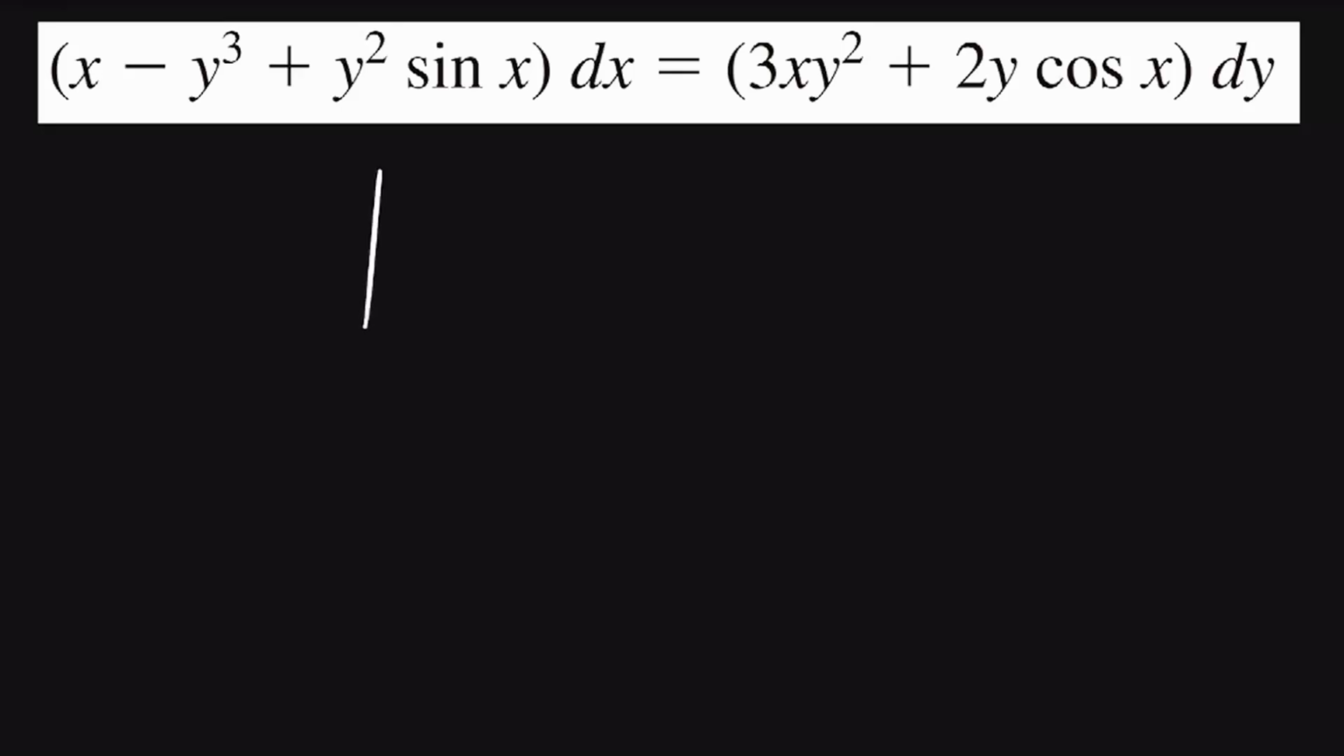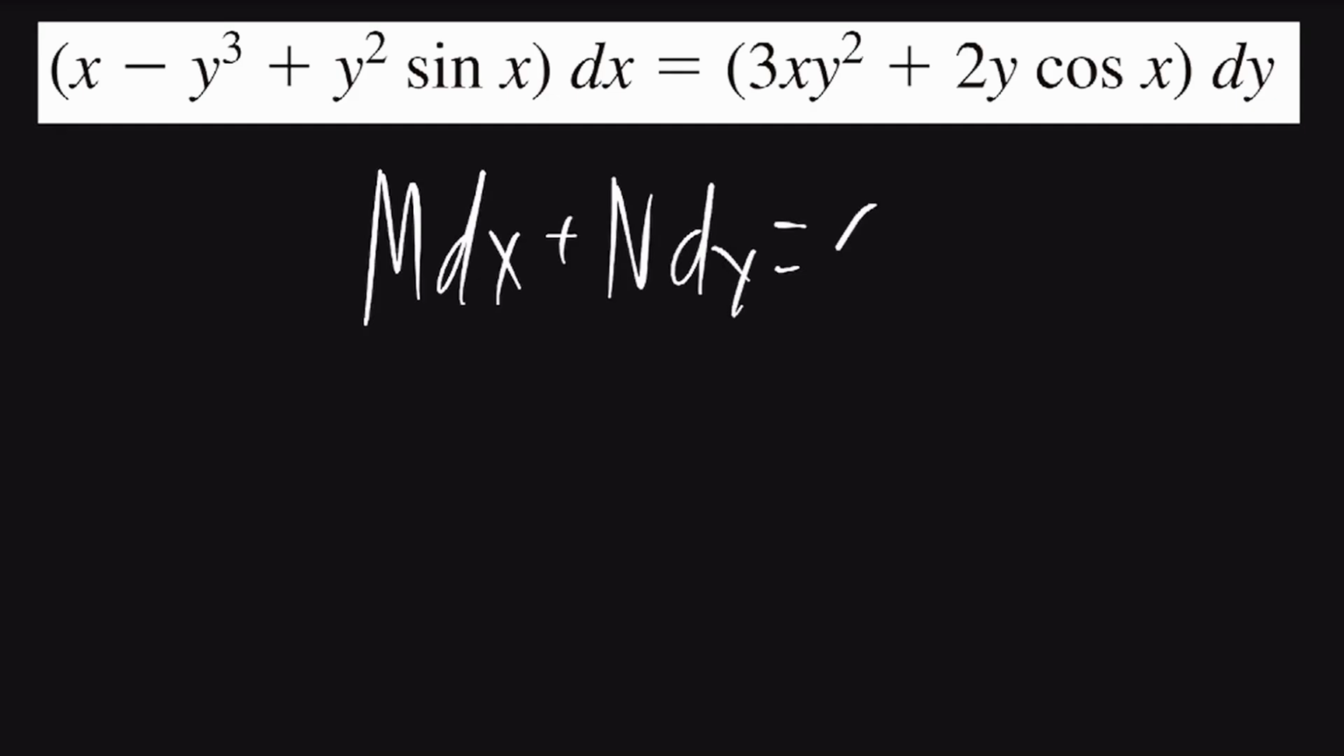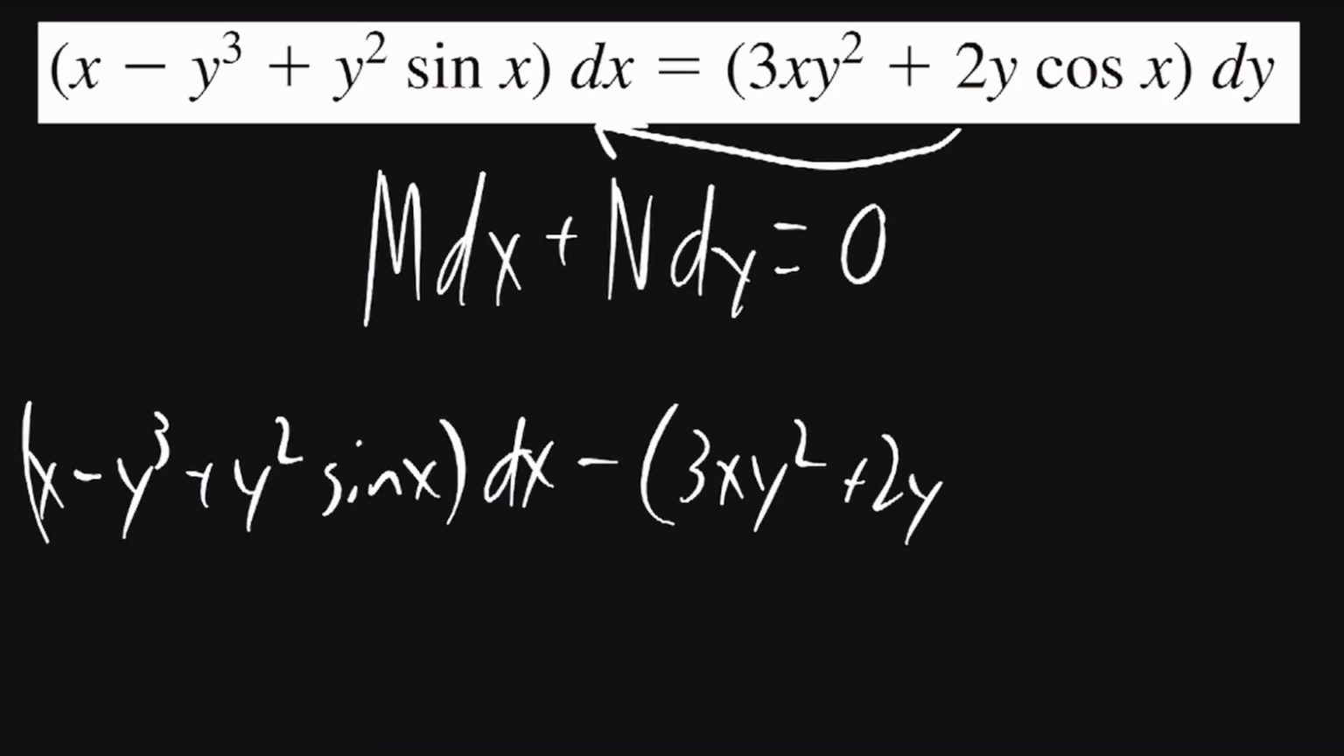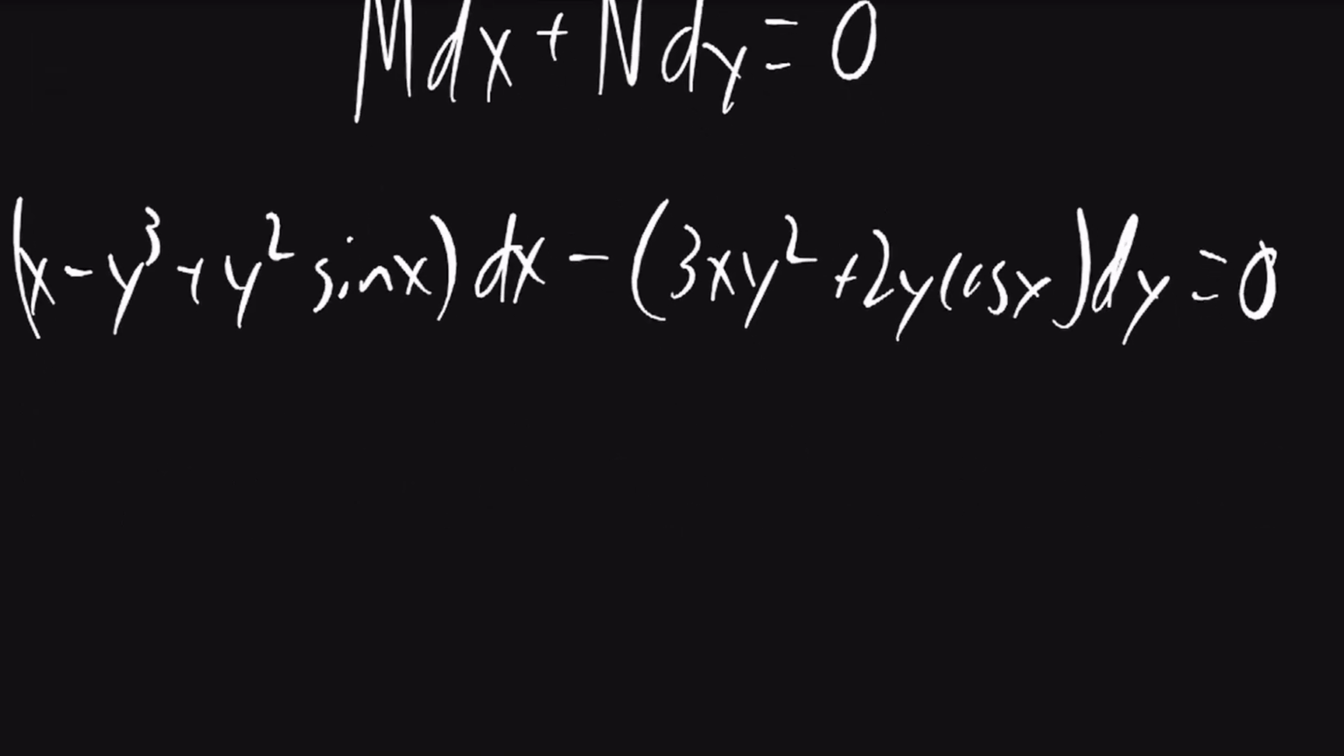For this problem, I'll start by finding my M and N terms. An exact differential equation should be in the form M dx plus N dy is equal to 0. To get it in this form, I can subtract that term to the other side. I'll get (x minus y cubed plus y squared sine of x) dx minus (3xy squared plus 2y cosine x) dy is equal to 0. I can distribute this negative to both of those terms.